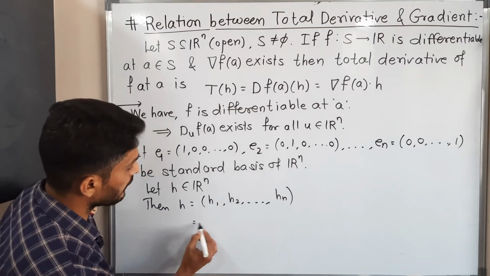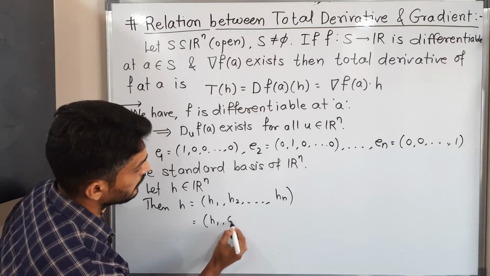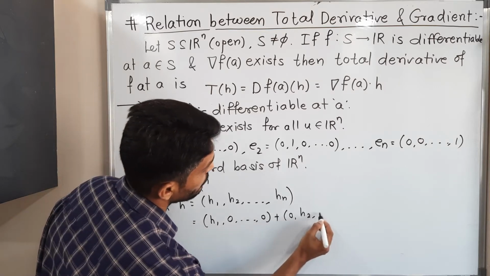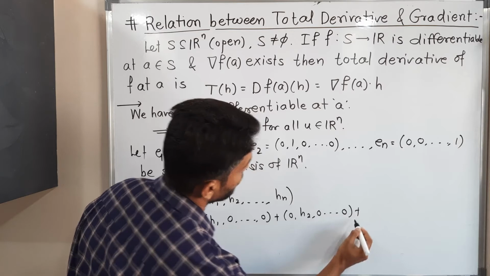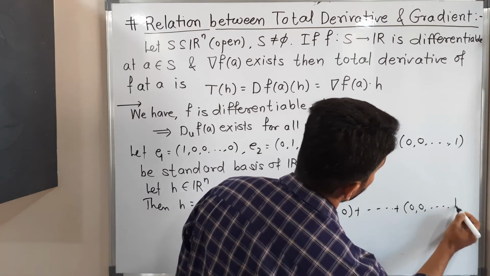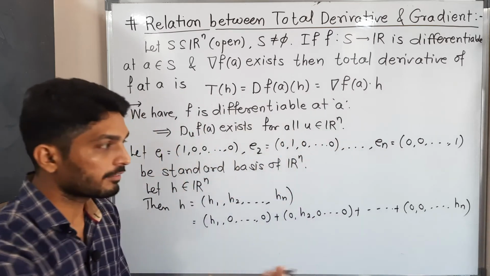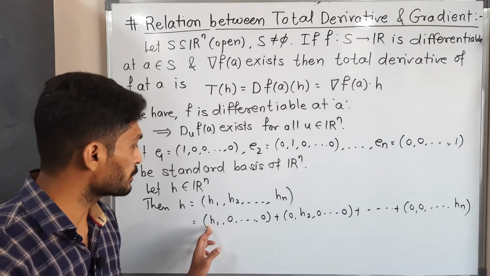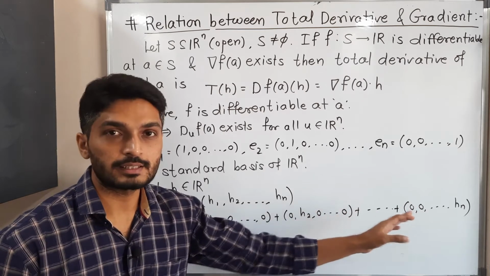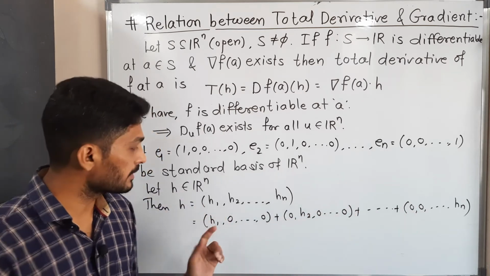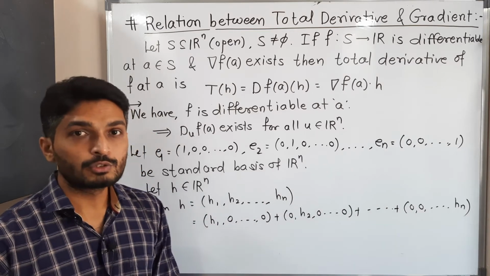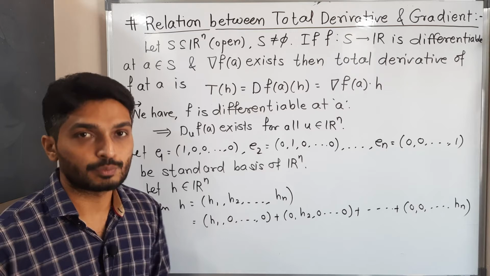This is equal to (h1, 0, ..., 0) plus (0, h2, 0, ..., 0), and so on, plus (0, 0, ..., hn). If you add, obviously h1 plus 0 gives the first component h1, and all the remaining are 0, so we have h1 first. Similarly 0 plus h2, all other entries are 0, so we have h2. So simply I express h in this way.